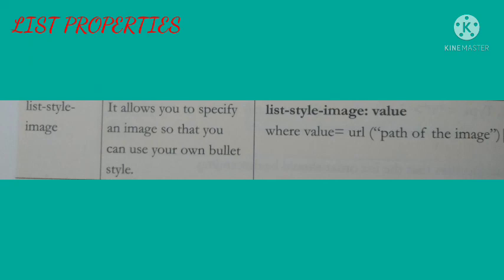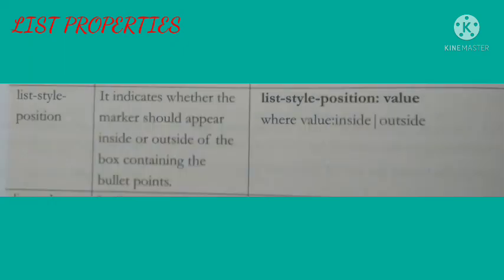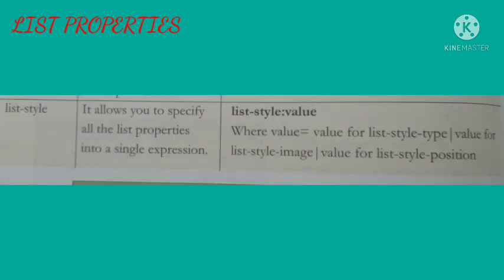Here you have to specify the path of the image which is already stored in our computer system. Third one is list-style-position. It indicates whether the marker should appear inside or outside of the box containing the bullet points. Syntax: list-style-position is equal to value. Example: list-style-position: inside. And fourth one is list-style. It allows you to specify all the list properties in one style expression.